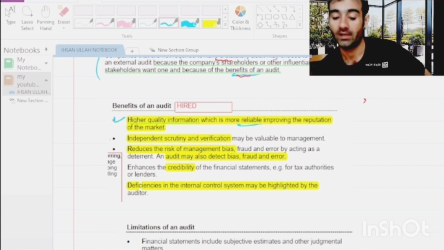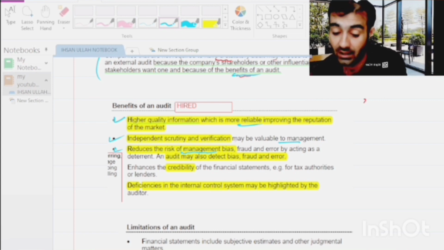The second thing is independent scrutiny and verification, which may be valuable to management, giving expert opinion to the management of the system and reducing the risk of management bias. I mean, there may be a collusion between the management. So it will also reduce the risk of management bias, fraud and errors. The audit may also detect bias and fraud.